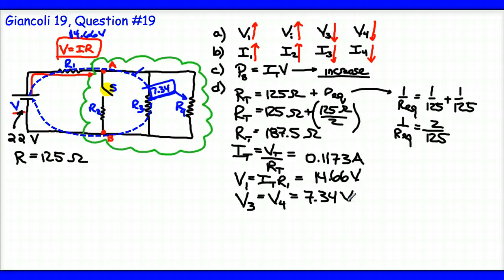So the current through each of the resistors can be found using Ohm's law. So I'll just find the current flowing through resistor 3, and I'll say that it's going to be the voltage dropped across resistor 3 over the 125 ohms that all the resistors have as their value, and I'm going to get 0.0587 amps. That's the current flowing through resistor 3.